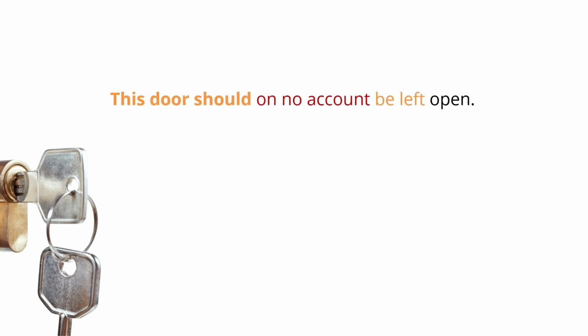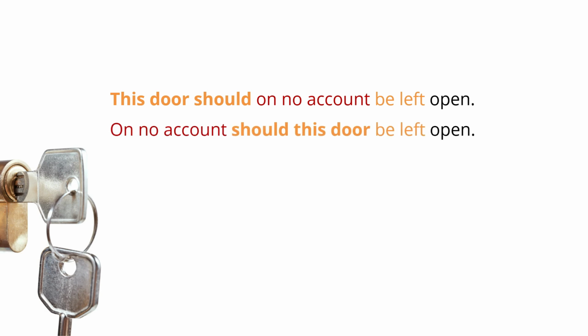This door should on no account be left open. So let's move on no account to the beginning of the sentence. On no account should this door be left open. So we can make the inversion with should there. And just to check, should this door be left open is a question, so we can see the inversion is exactly the same.